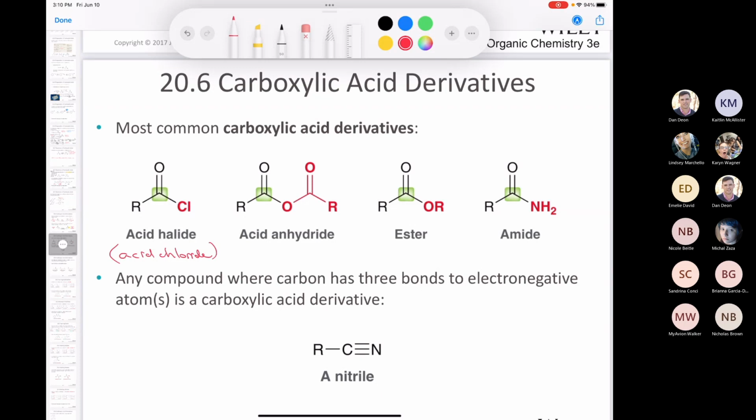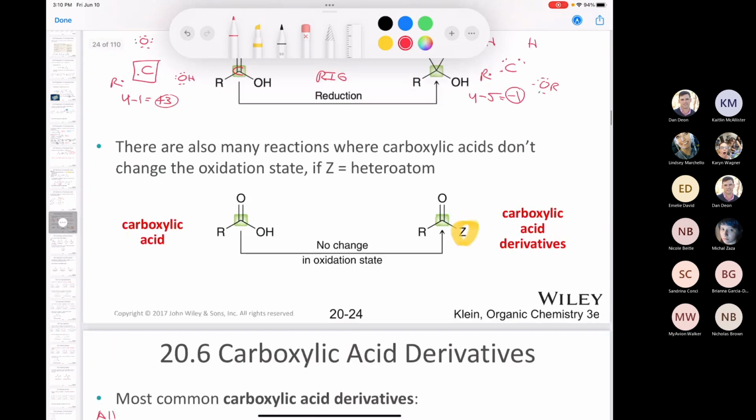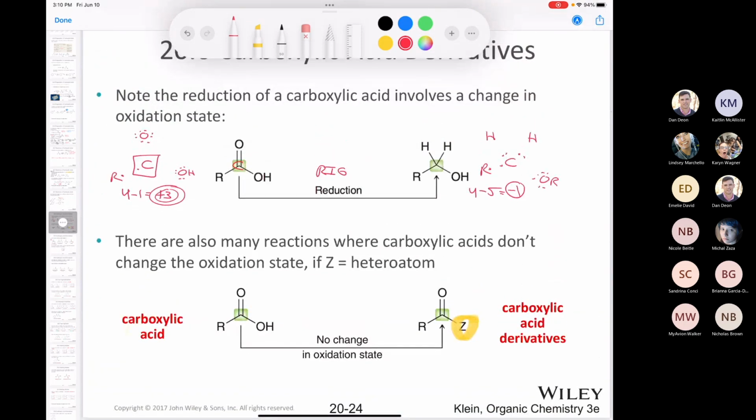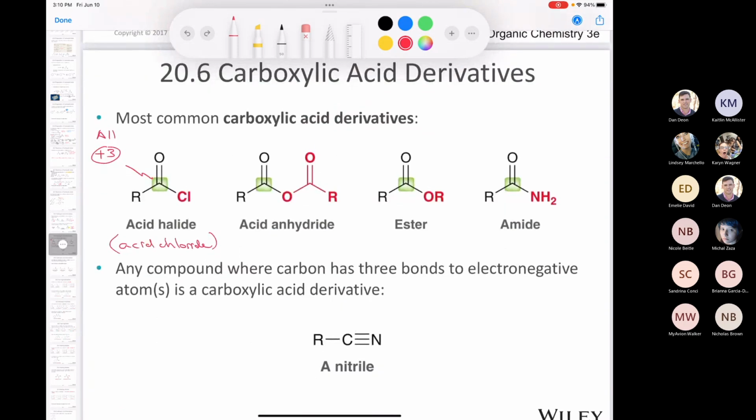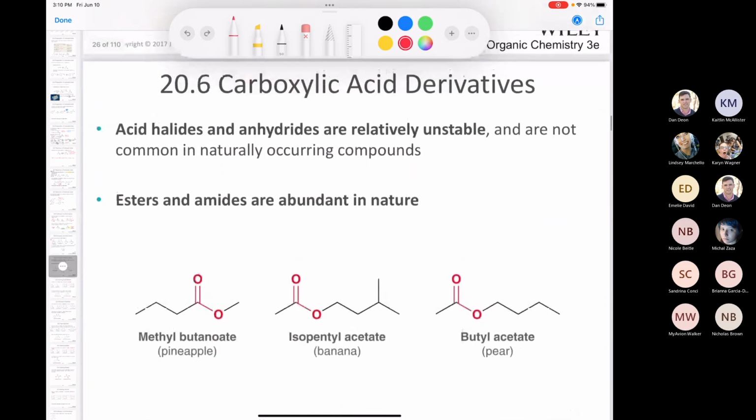And if you look at the oxidation state of the carbon in anything here, they're all plus 3. Every single carbon in here is plus 3. And we saw that the oxidation state of the carbon in a carboxylic acid was also plus 3. Again, that's why we call these carboxylic acid derivatives. And we're going to spend a lot of time talking about all of these. And you can imagine that some are more reactive than others. They do different reactions. They have some similarities and some differences. But let's talk about acid halides first.